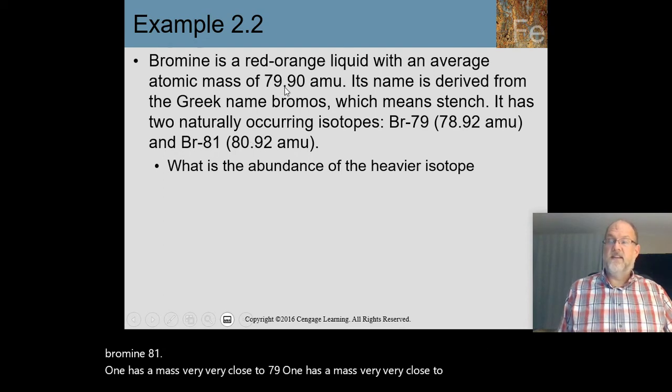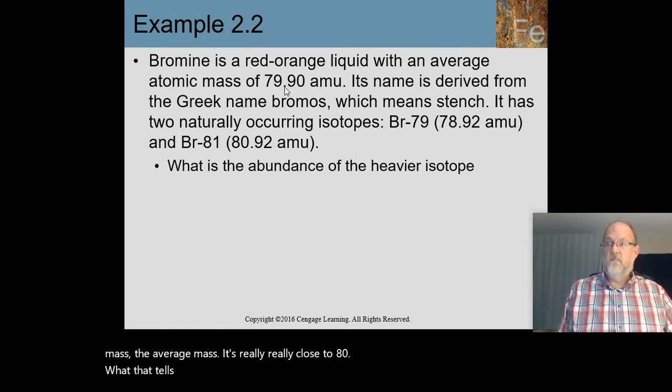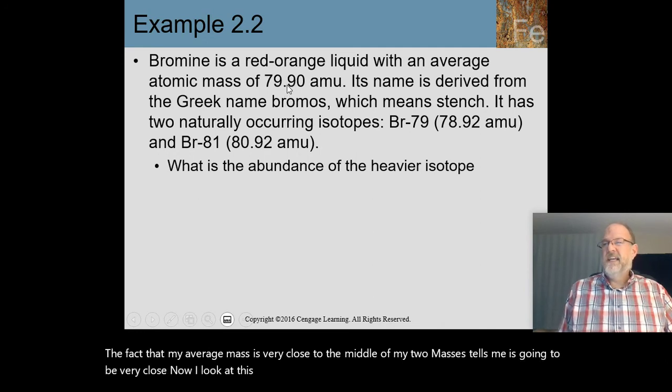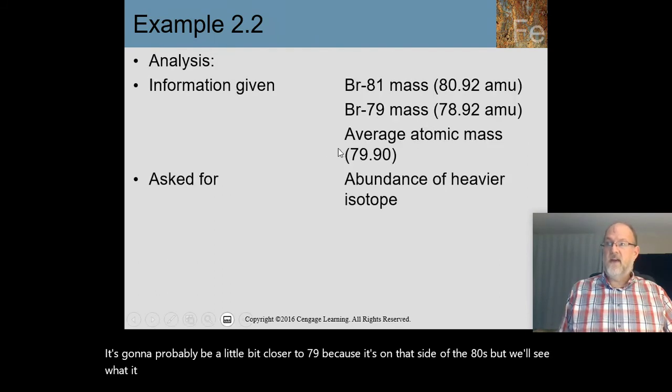And look at the average mass. It's really, really close to 80. What that tells me is that the percentages are going to be really close to 50-50. The fact that my average mass is very close to the middle of my two masses tells me it's going to be very close. Now, I look at this number 79.9, and it's going to probably be a little bit closer to 79 because it's on that side of the 80. But we'll see what it does. So how do we do this? Well, the math concept's the same.